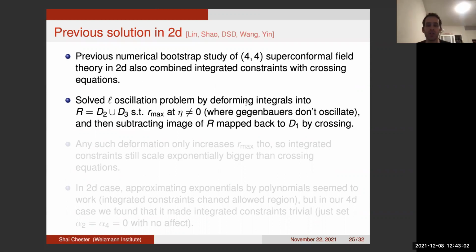So this is why I'm saying oscillations in spin are not a problem. There's a known way of getting around them. It was shown in this paper.